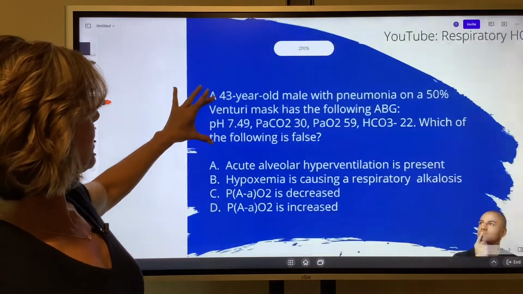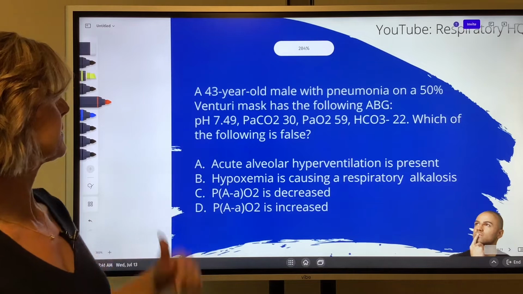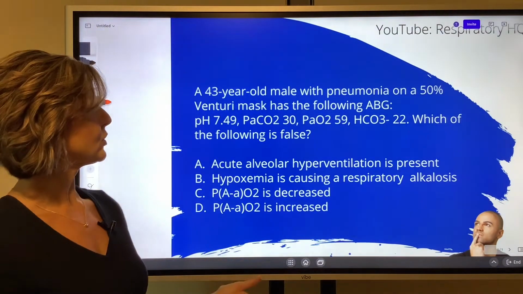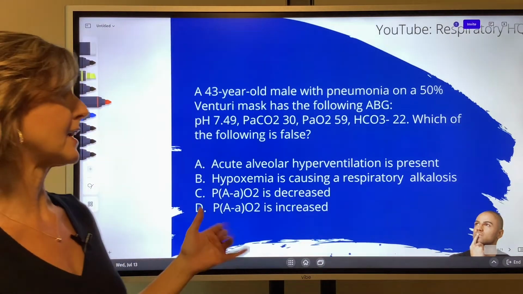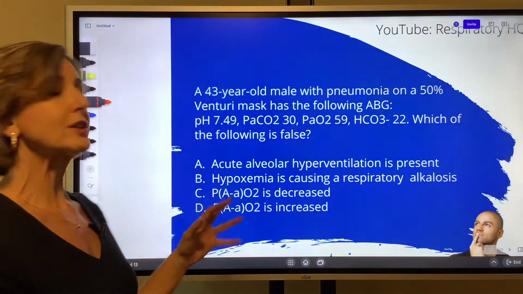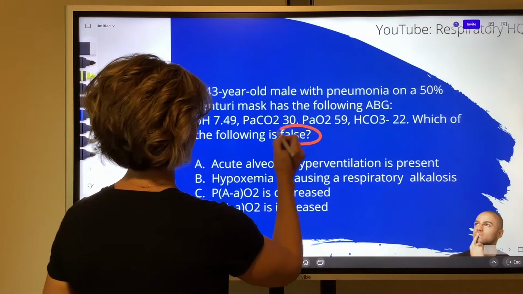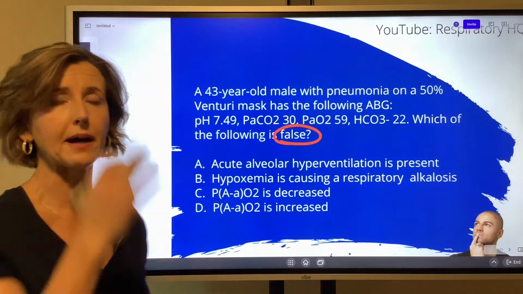So, you have a 43-year-old male with pneumonia on a 50% Venturi mask that has the following ABG. pH is 7.49, CO2 is 30, PaO2 59, and a bicarb of 22. Which of the following is false? And that is a key word that we have to keep in mind.